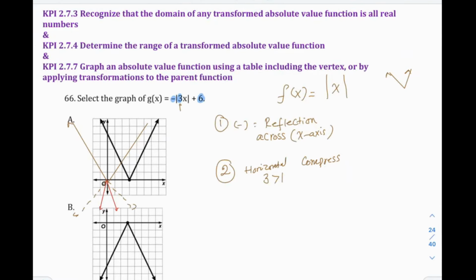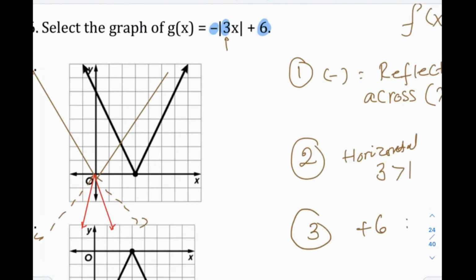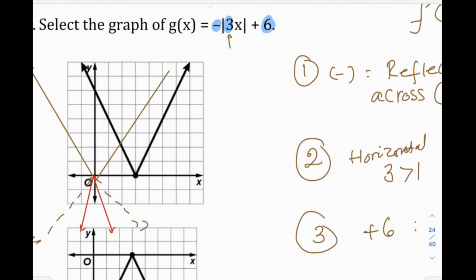Now, number 3, the last transformation, is adding 6. Adding 6 outside means vertical translation, 6 units up. That means this red one will move. This is the last transformation. 1, 2, 3, 4, 5, 6 up, and it will be somewhere here.